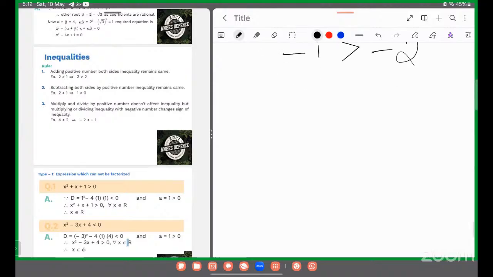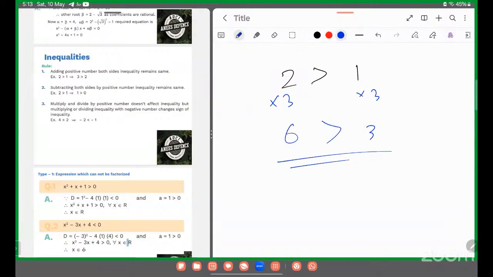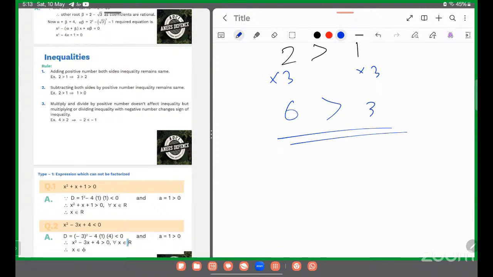But in the case of multiplication and division, if you multiply with a positive quantity, the direction of the inequality will not change. For example, 2 greater than 1. If you multiply by 3, 2 into 3 is 6 and 1 into 3 is 3. The direction of the inequality will not change.